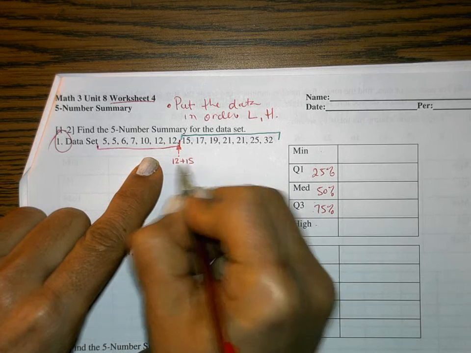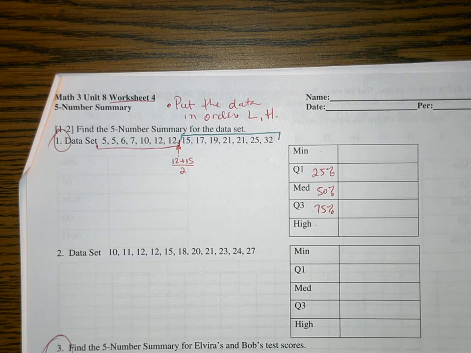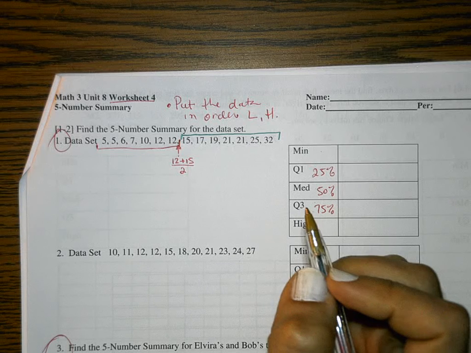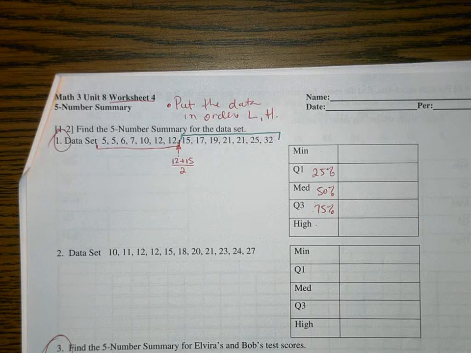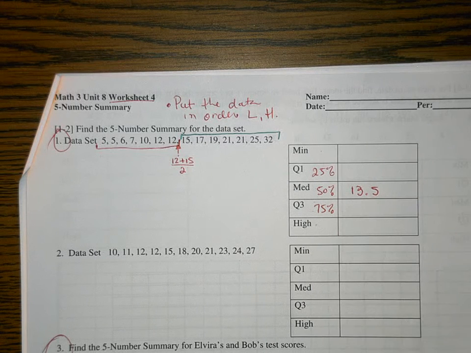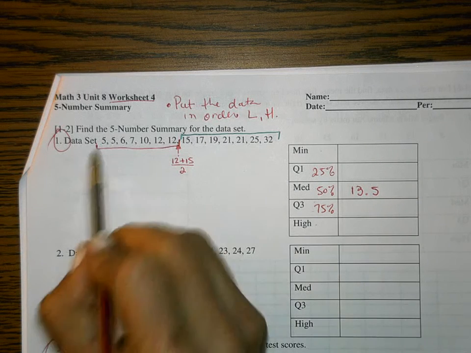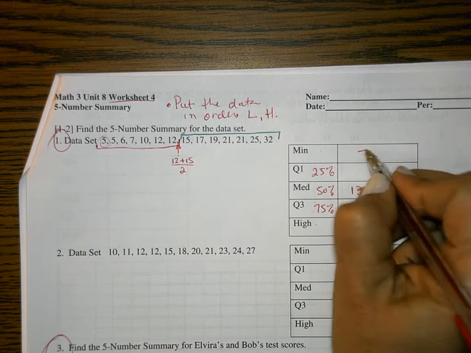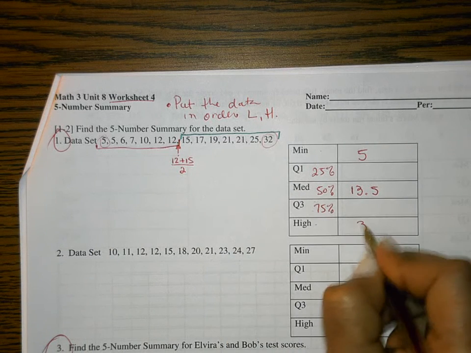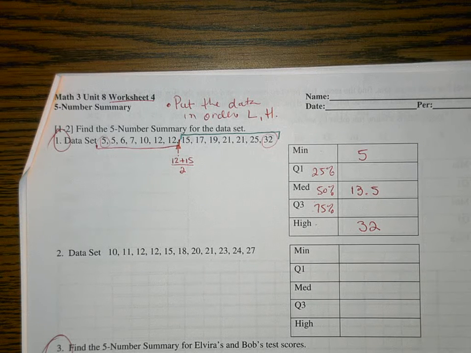12 plus 15 divided by 2. That's 27 divided by 2, which is 13.5. Okay? Right? Am I doing that right? 27 divided by 2, 13.5. So the median is 13.5. Now, the smallest value is the minimum, which is 5. The highest value is the 32, right here. So that was easy. The middle, the lowest, and the highest were easy to find.